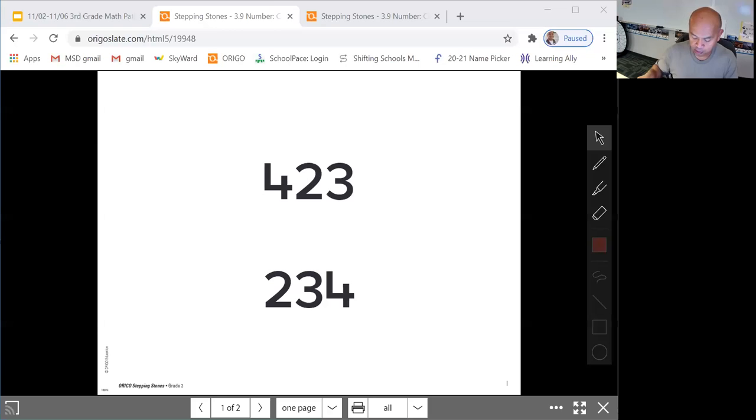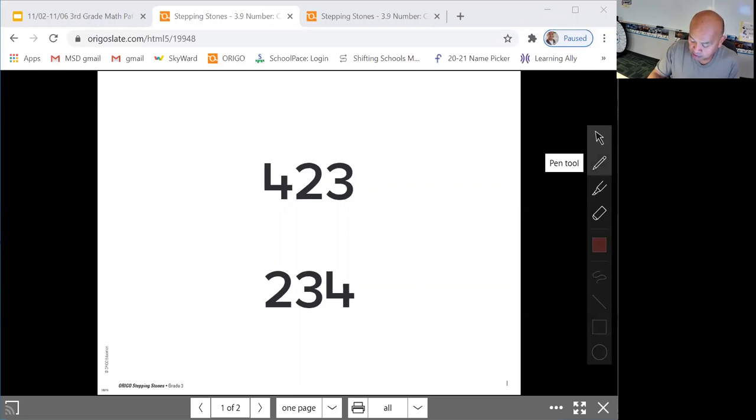All right, so here we go. We've got two numbers, 423 and 234. Now, how do we know which number is greater? Greater means greater value. Don't say bigger or larger, because that's talking about size. We're talking about value. So when you're using numbers, use the words greater or lesser. Out of these numbers, which one is greater? Where do we look?